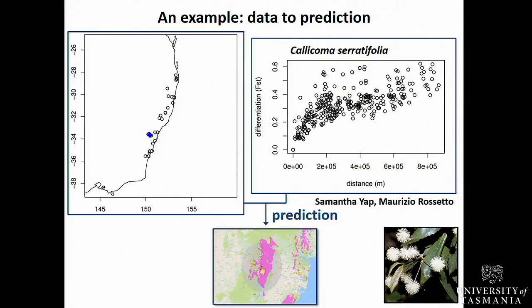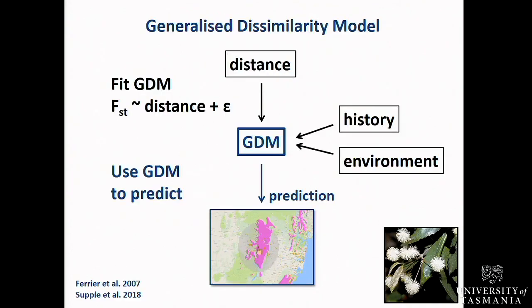on a map, having selected this species, and be given a prediction for how far they can go without exceeding a threshold level of differentiation from the location that they've chosen. So where we think it's safe to go and collect seeds. So the way we're doing that is fitting a generalized dissimilarity model.